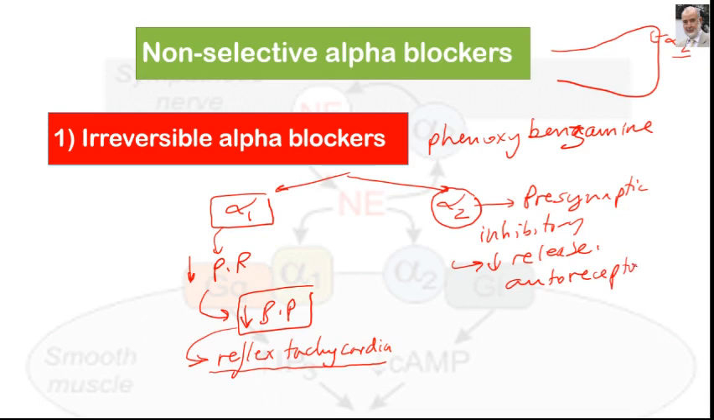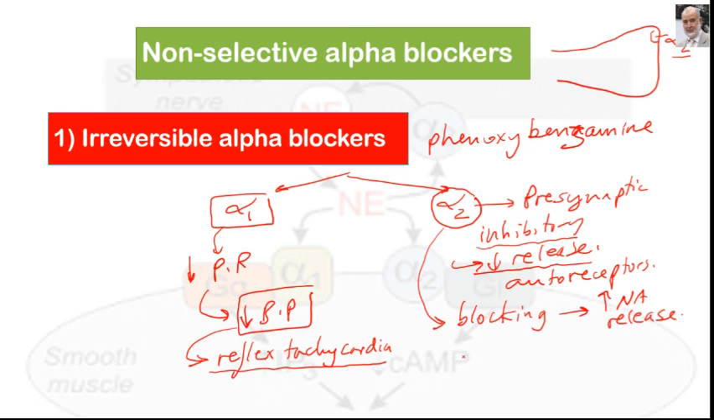Therefore, alpha 2 receptors are presynaptic and they are inhibitory in nature. They inhibit release of noradrenaline, and that's why they are known as autoreceptors. Therefore, if we block alpha 2 receptors, that means increased noradrenaline release, because there will be no inhibitor of noradrenaline release. If this happens in the heart, what will happen? Heart muscle. Tachycardia.